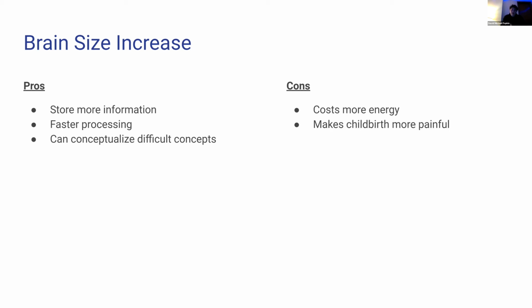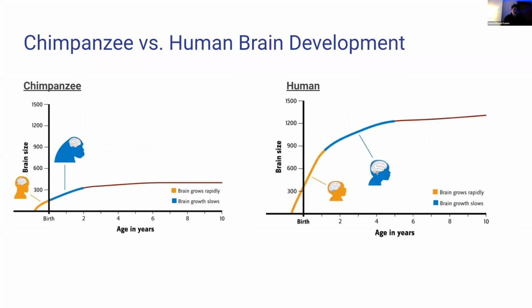Some of the cons, though, which may not be as obvious, is a bigger brain costs a lot more energy. So the brain actually uses about 20% of your body's total energy. It also makes childbirth a lot more painful because, as we see back on this slide, when we come out of the womb, our brain is 2 times bigger than the chimps.